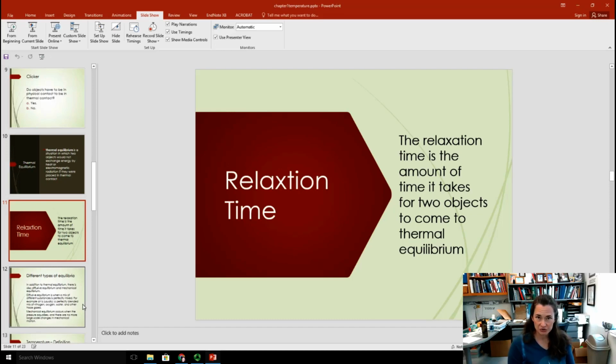Now, you can change the relaxation time by changing how the objects are placed in thermal contact. For example, if they're in physical contact and you make the contact bigger or better, then the relaxation time will shorten. You can make the relaxation time longer by placing thermal insulators between the two objects. Kind of like you use coolers to keep your food cold when you're out in the sun, but eventually the food will get hot.